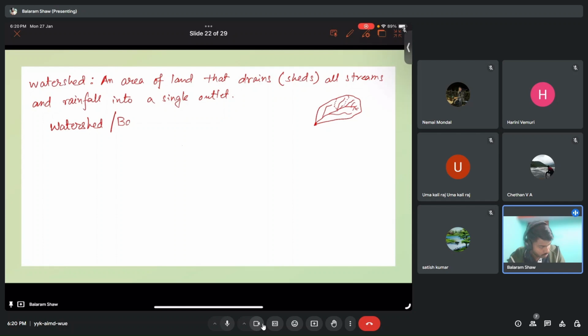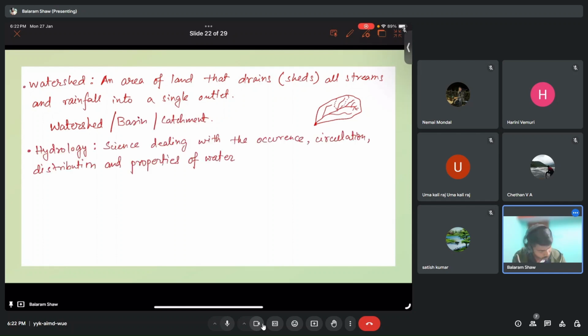It is the science or study dealing with the occurrence, circulation, distribution, and properties of water of the earth and its atmosphere.